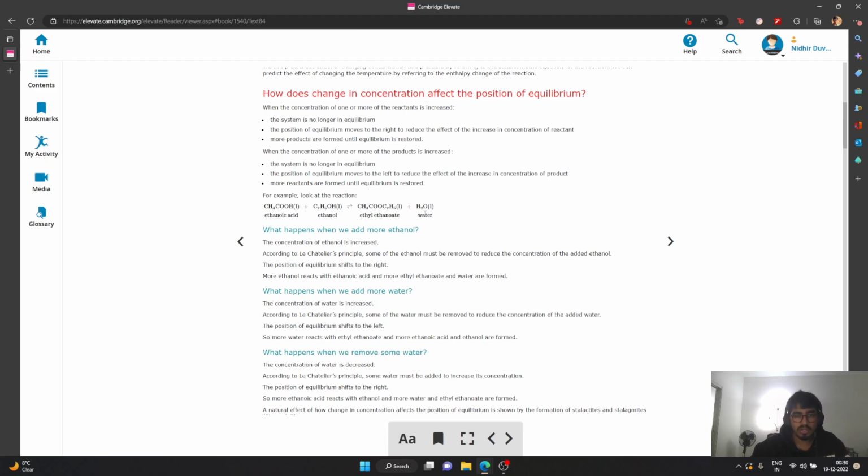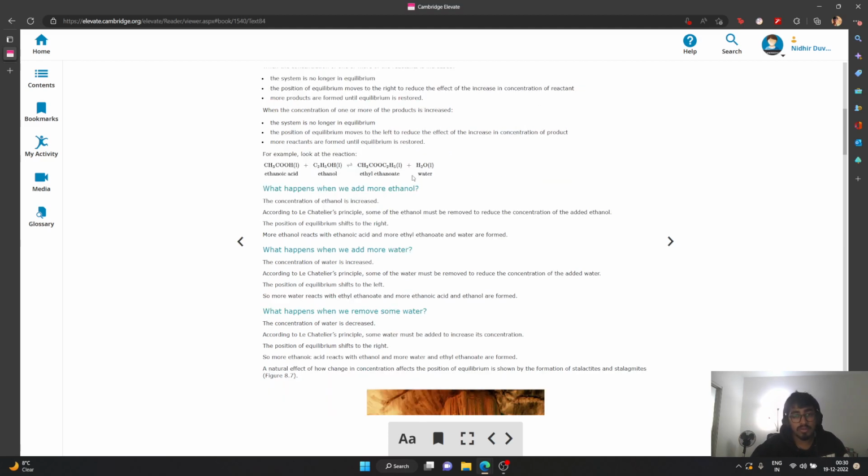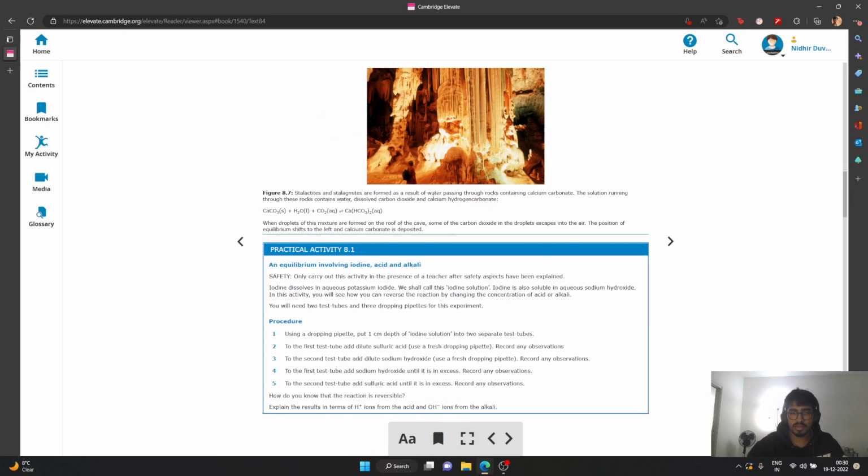What happens if we add more water? If there is more water, there is more product, so you want to move the reaction to the left so that the concentration of the product decreases. And then what happens when you remove some water? If you remove some water, then you want to fill that up again, as Le Chatelier says, so you move the reaction back to the right. Just follow all of this once.